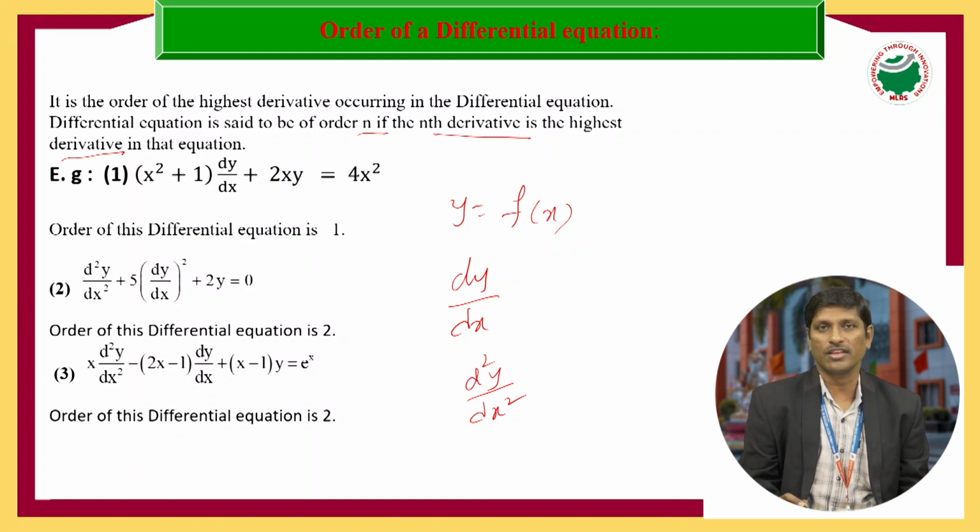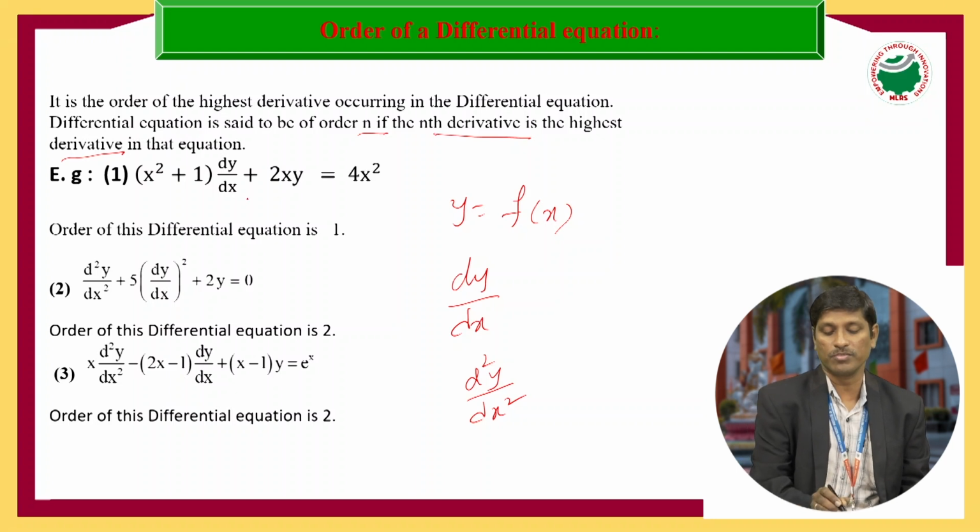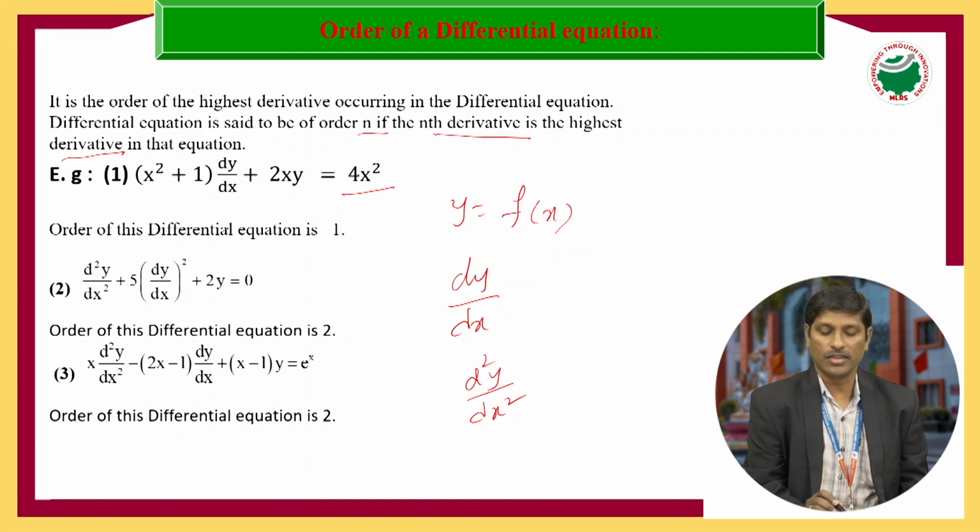Let us see here, we give the examples. First one: x square plus 1 times dy by dx plus 2xy equal to 4x square. Here we have the derivative dy by dx. So this is an ordinary differential equation, with one dependent variable y and one independent variable x. The highest derivative in this equation is dy by dx, so it is only 1. So the order of the differential equation is 1.